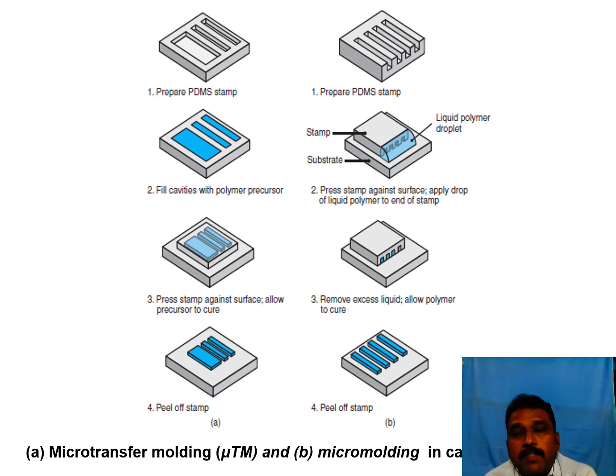The same thing applies here also. Prepare the PDMS stamp, drop it, press it over the substrate, remove the excess liquid, that is polymer, and then peel off the stamp to make the pattern. In all of these, the size will be in microns.